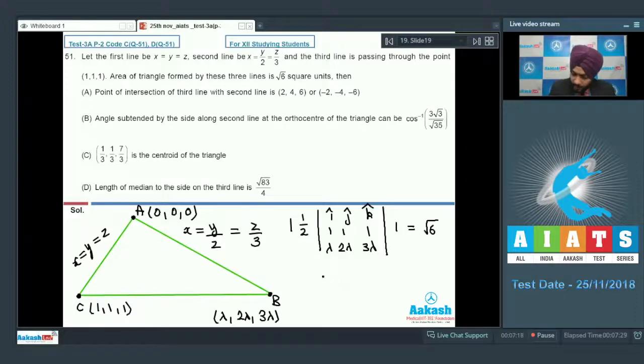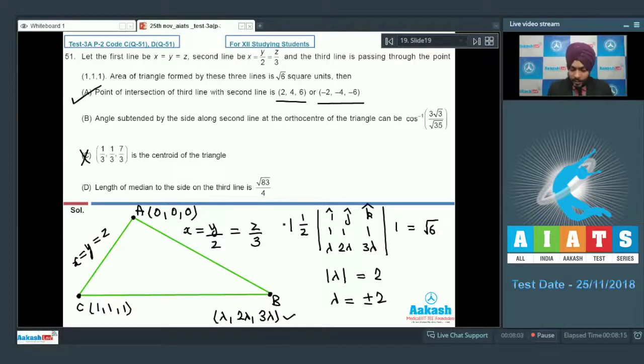From here you will get mod of lambda is equal to 2. So lambda is plus minus 2. For lambda equal to 2, we will get 2, 4, 6 over here. And for lambda equal to minus 2, we'll get minus 2, minus 4, minus 6. So option A is correct. So let it be 2, 4, 6. Then what will be the centroid of the triangle? I'm talking about option C. Centroid will be 2 plus 1 by 3, that is 1. So 1 by 3 is wrong. Either it will be 1, or minus 2 by 3, minus 1 by 3. It is a wrong option.